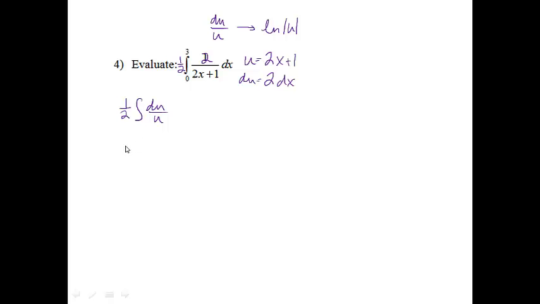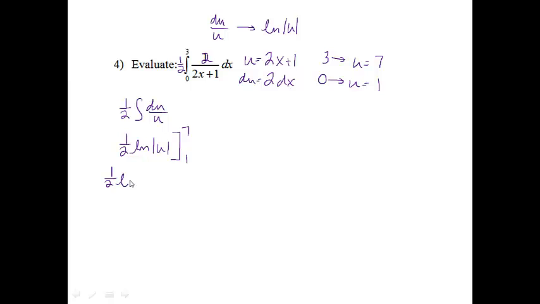I know that the integral of du over u is just natural log, so this is going to be 1/2 natural log of the absolute value of u. Okay, a couple different approaches that I can take on this one. I'll take both approaches, so you can pick which one you like better. If I decide to change 3 and 0 into u values, if I plug 3 into this u value right here, 2 times 3 plus 1 is 7. And if I plug 0 in, 2 times 0 plus 1 is 1. So at this step right here, I can go ahead and evaluate it at 7 and 1.